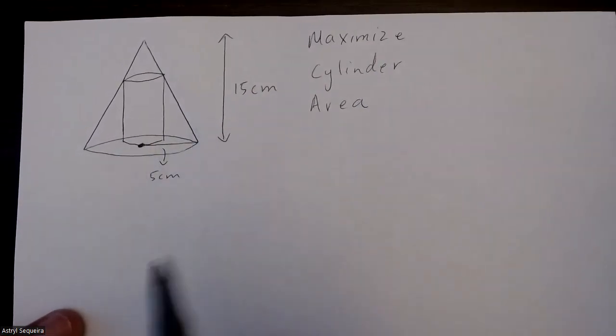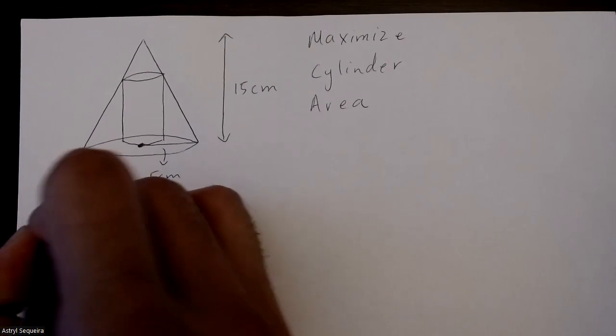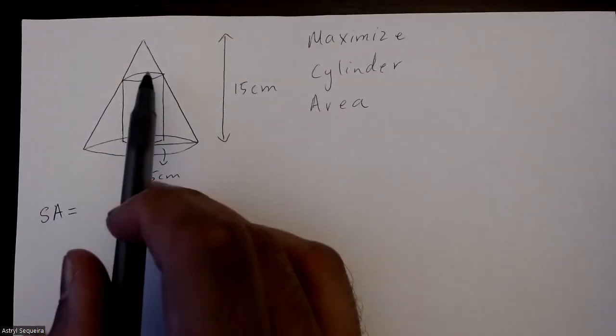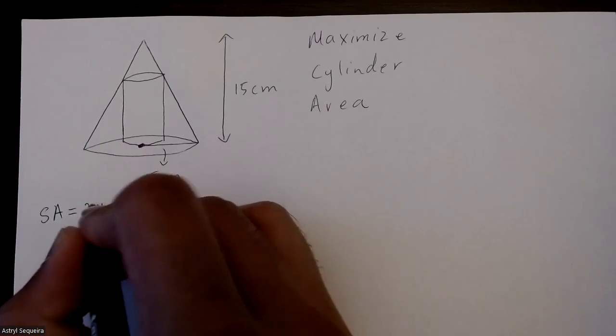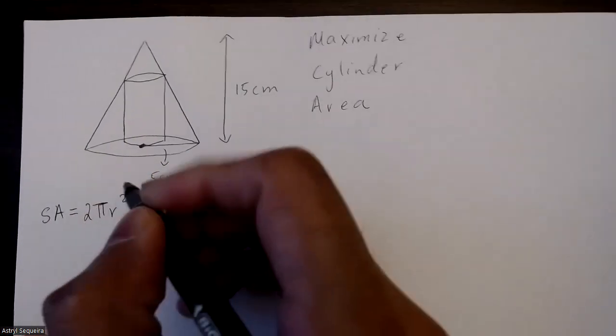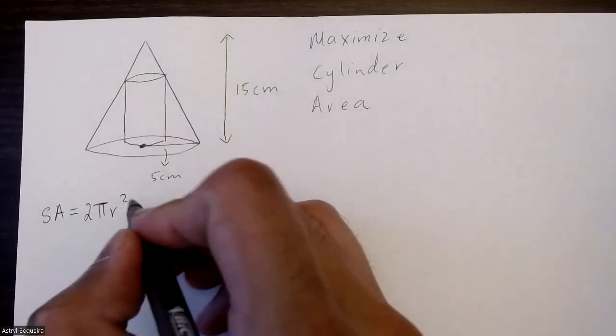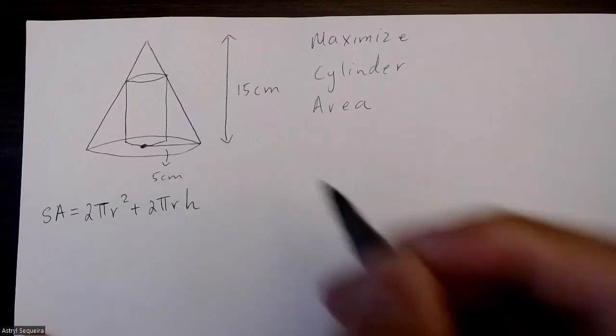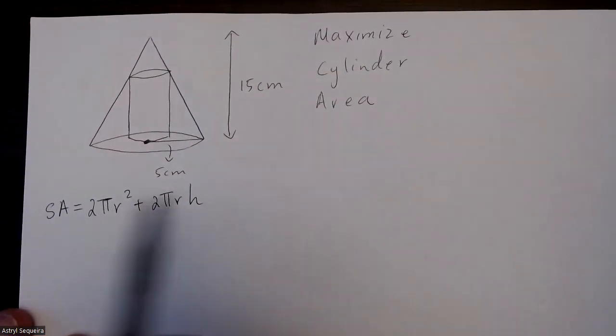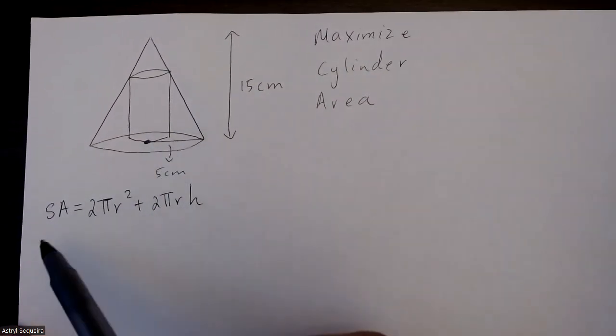the equation of the surface area of a cylinder, which is just the top and bottom areas, which are pi r squared. So that's going to be 2 pi r squared. And then this side part here, which is just the circumference times the height. That's my surface area of this cylinder. I want to eventually maximize it.